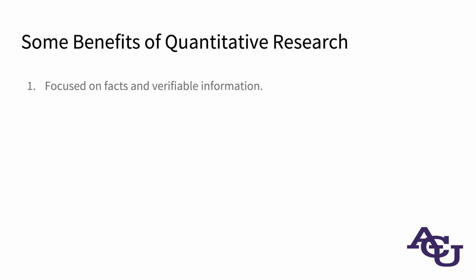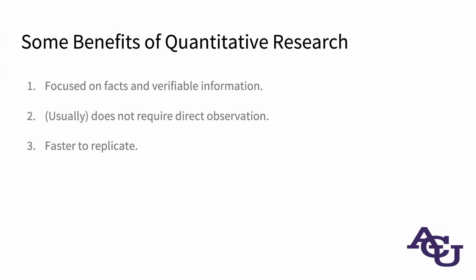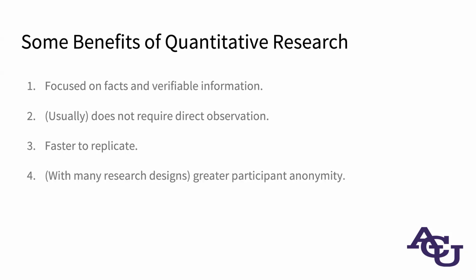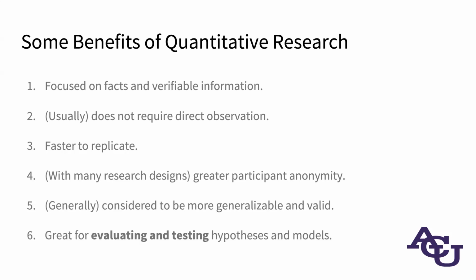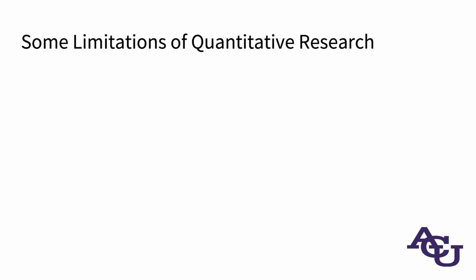So some of the benefits of selecting a quantitative methodology is that it's very focused on facts and things that you can verify. It usually doesn't require direct observation, although there's a subfield where you do go in and count things, or you count the things that people do on a video. Generally faster to replicate. And with many research designs, it's going to have greater participant anonymity because you don't even need to interact directly with someone. And it's generally considered to be more generalizable, which means applicable to a broader set of situations, broader population, and to be more valid. And so quantitative research ends up being very good for evaluating and testing hypotheses and models because we test it by doing statistical analyses of the responses.